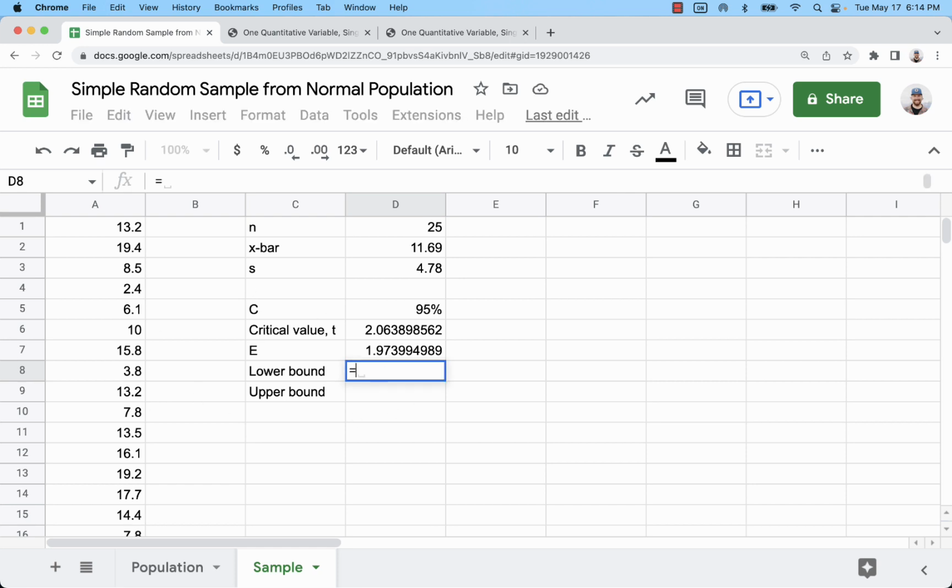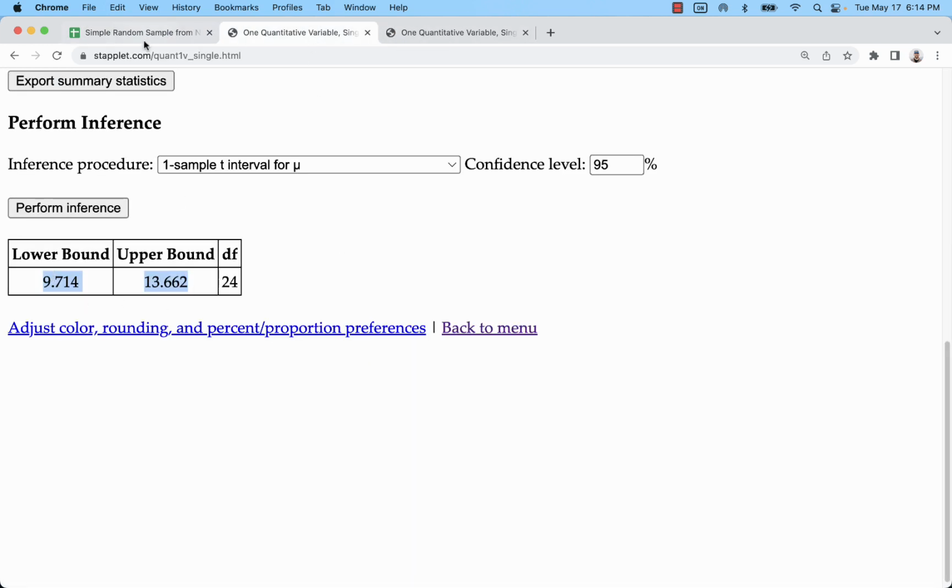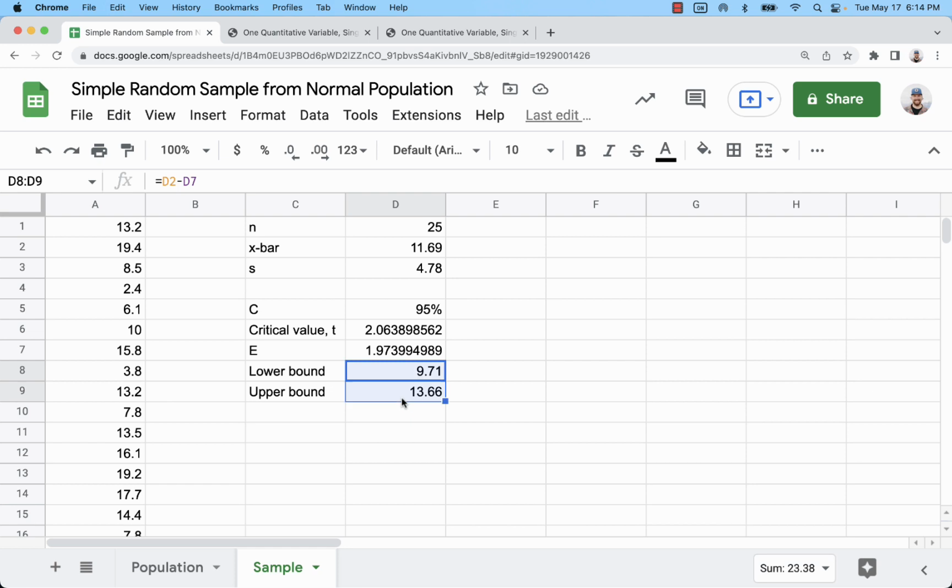And then lastly, the lower bound is equal to the point estimate minus the margin of error, so D2 minus D7 on that one. And the upper bound is equal to the point estimate plus the margin of error there. So we end up with 9.71, 13.66. That is the same thing we've got here. The fortunate thing about this method is we can add precision to it, or we can reduce precision depending on what we want for those values. We also have more control over finding critical values and finding the margin of error separately.